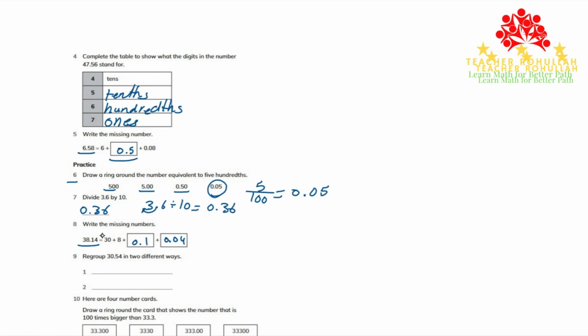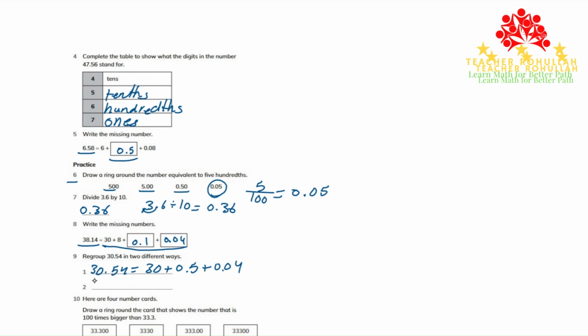We now move to question 9. In question 9, it says, regroup 30.54 in two different ways. See, this is also a type of regrouping. We can write this way. 30.54 equals 30 plus 0.5 plus 0.04. This is one of the ways that we can regroup.